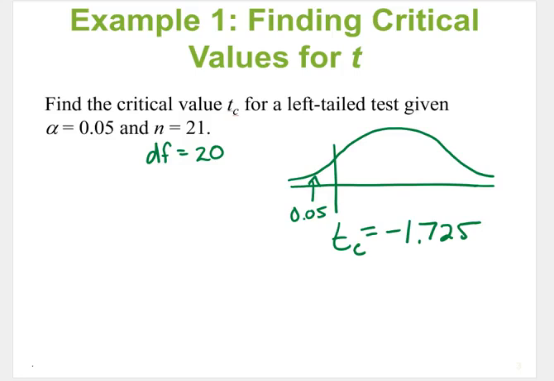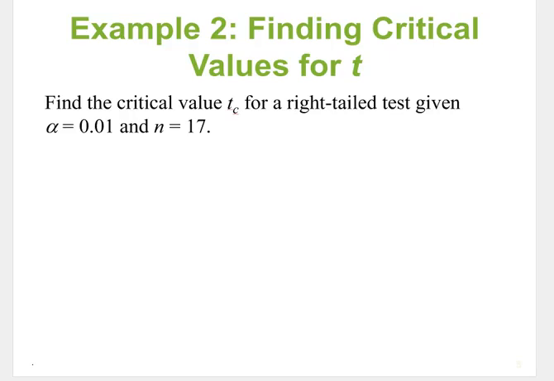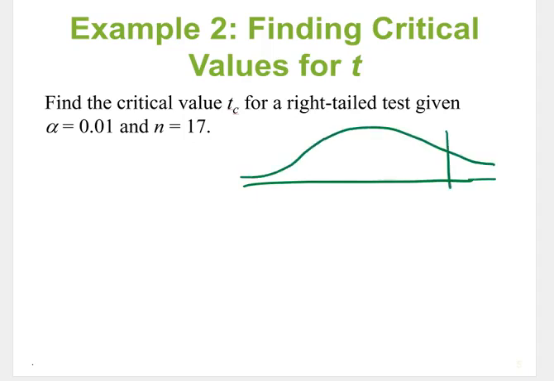So make sure that you are practicing using that chart just like we did when we were doing confidence intervals before. All right, for the next example, same thing, but this time it's a right-tailed test. So my picture will look like this. It will be right-tailed. It's going to be 0.01 is my alpha, so that's the area right there. And I need to find the critical value that goes with that.